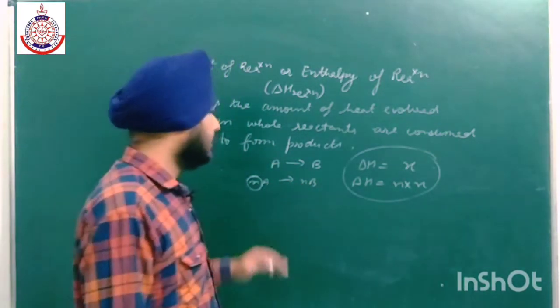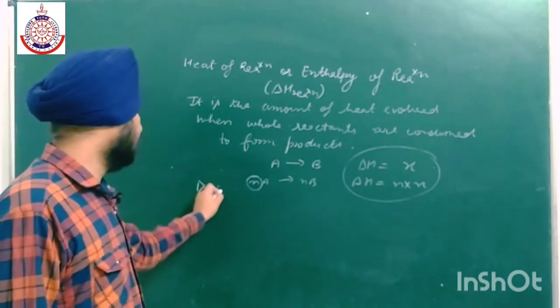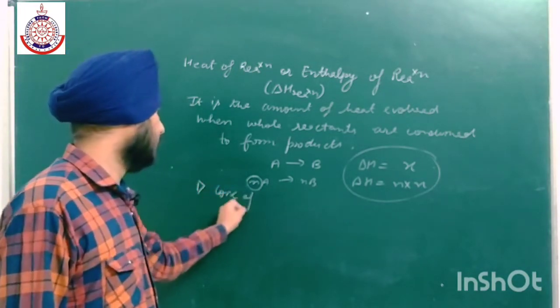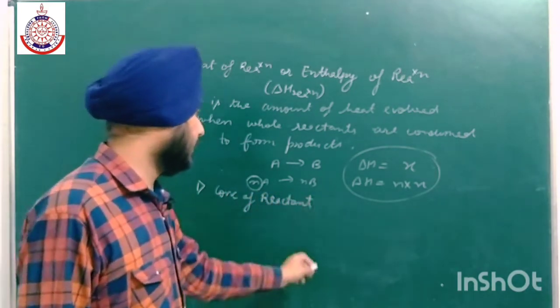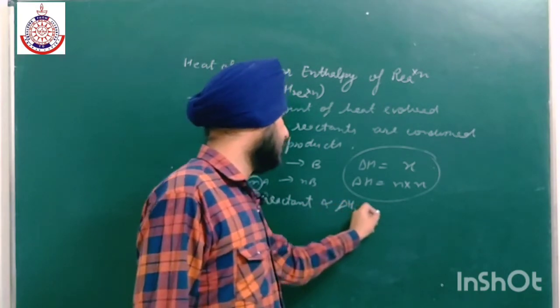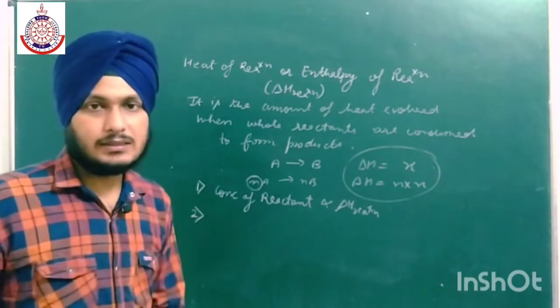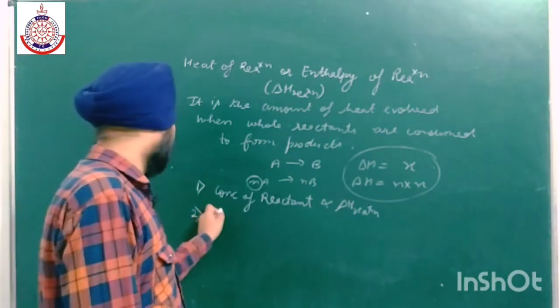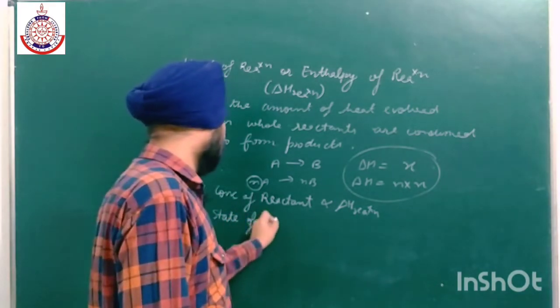There are some factors on which the delta H depends. The first factor is the concentration of reactant. As the concentration of reactant increases, the delta H will also increase, so delta H increases proportionally. The second factor is the state of the product or the reactant, the state of the species, which we have already discussed.